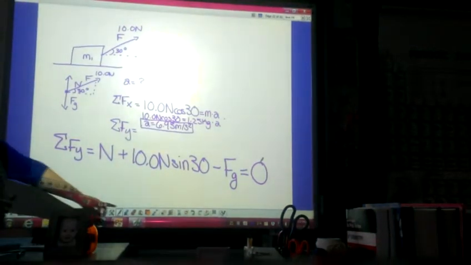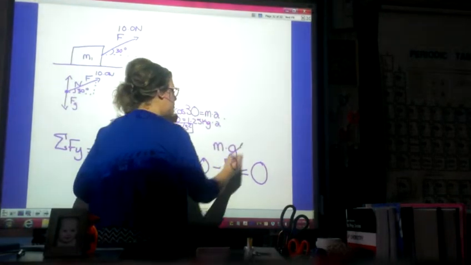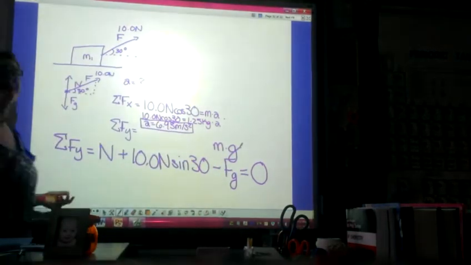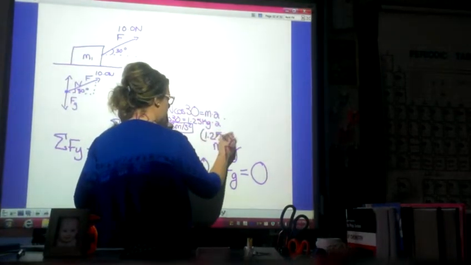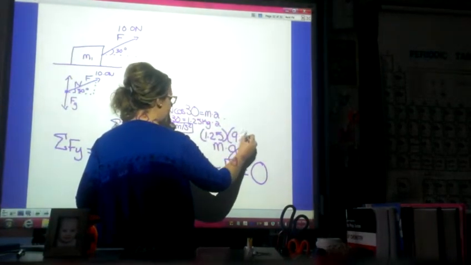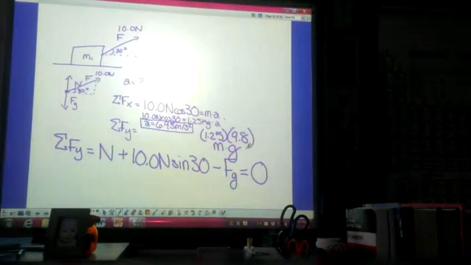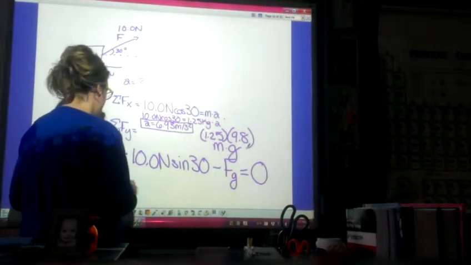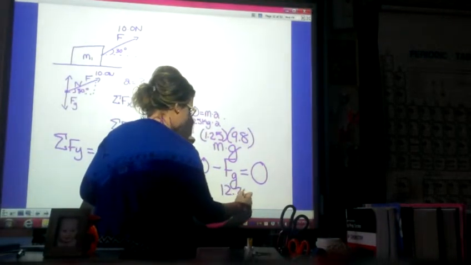I know that weight force is equal to mass times acceleration due to gravity. We know that the mass is 1.25 kilograms. And then we know that acceleration due to gravity is just 9.8. So if I did that, 1.25 times 9.8, that would give me 12.25. So this right here is 12.25 newtons.